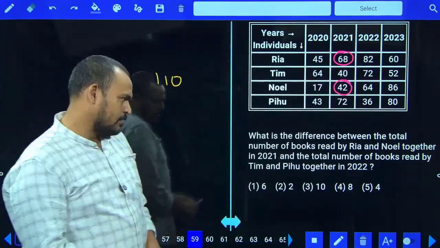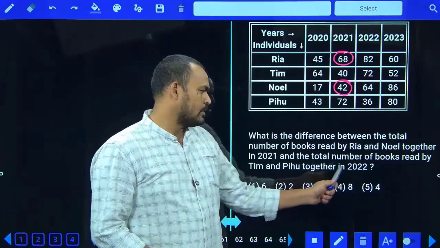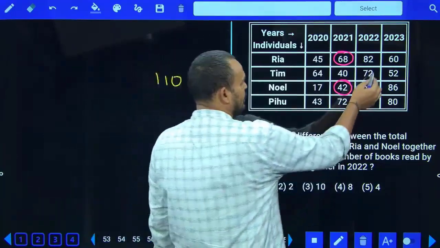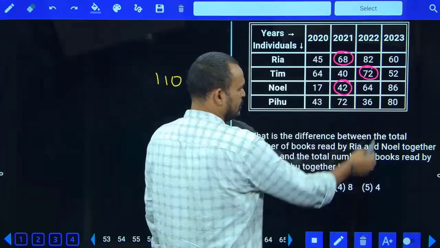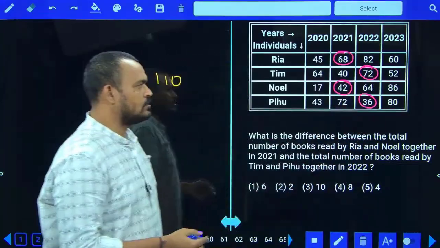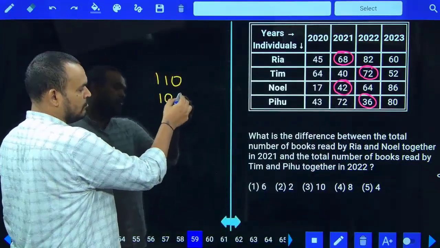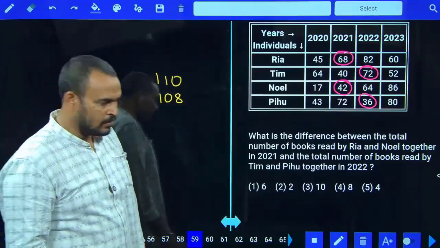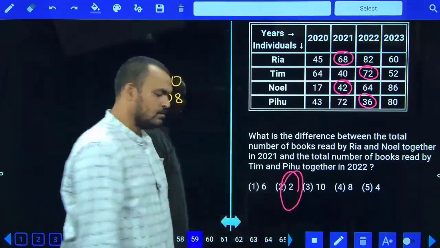110. Next, number of books read by Tim and PU together in 2022. Tim's value in 2022 is 72, PU's value is 36. Together, 108. But we required a difference. What is the difference value? 2. Which option? Second one.